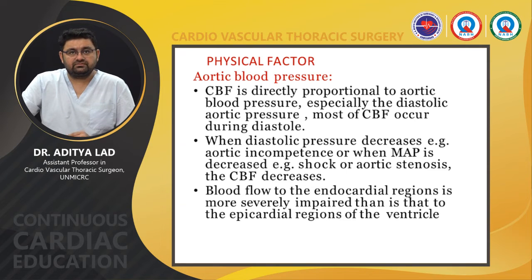Most of the coronary blood flow occurs during the diastole. When the diastolic pressure decreases, as for example in aortic incompetence or any valvular heart disease or any aortic regurgitation, when the mean arterial pressure is decreased, the coronary blood flow will automatically decrease. Blood flow to the endocardial region is more severely impaired than is that to the epicardial region of the ventricle.